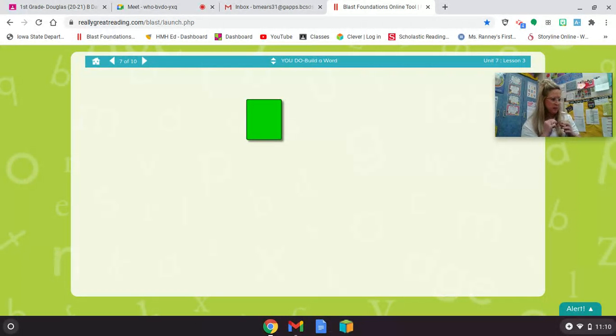Okay, the next word we're going to build together is beg. B. Do not let the dog beg for treats. Beg. G. B. E. G.